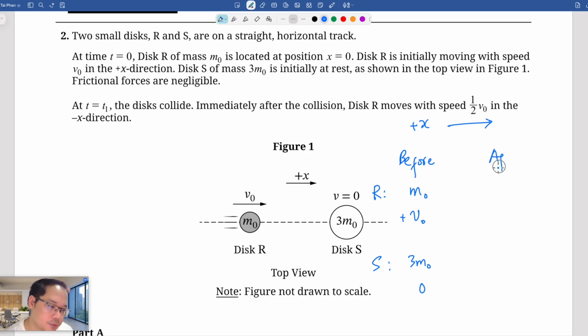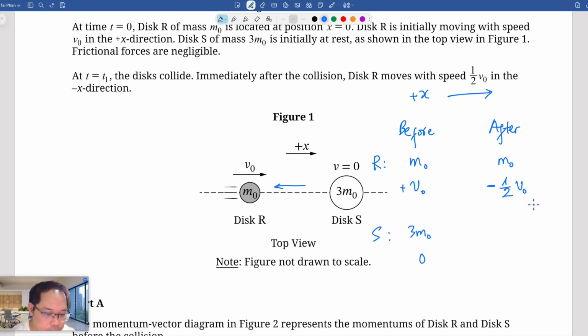And then after the collision, of course, the mass is still the same, m0. The velocity of the disk R after the collision is negative 1/2 v0. It bounces back to the left. Okay, it does not move continuously to the right in the same direction, but bounces back. This is the most important thing in this question. If we forgot to identify the direction of this velocity, then every step later will be incorrect.